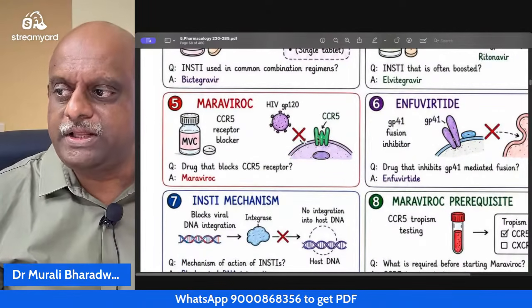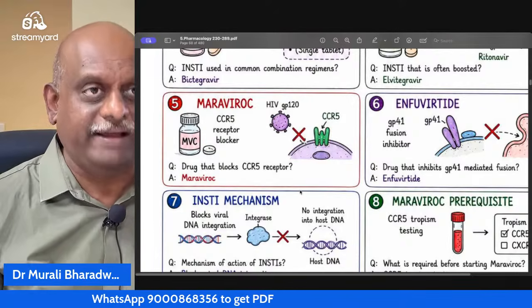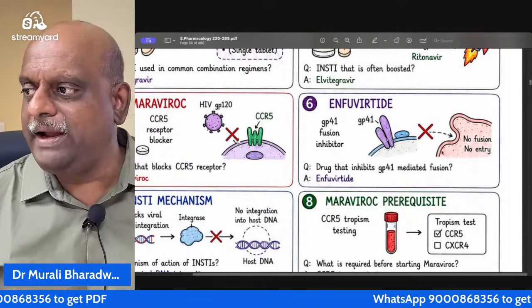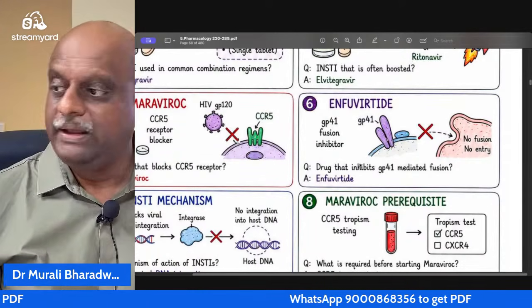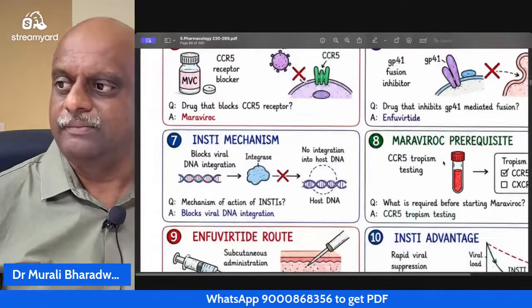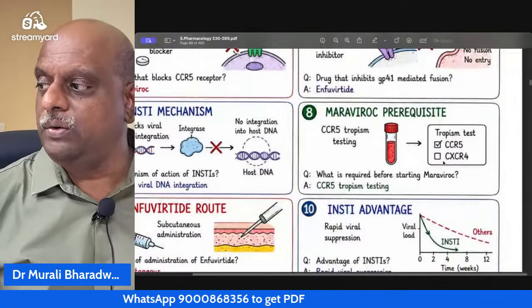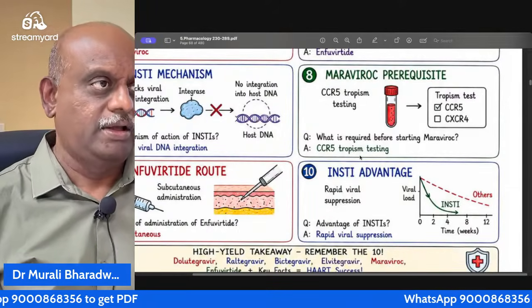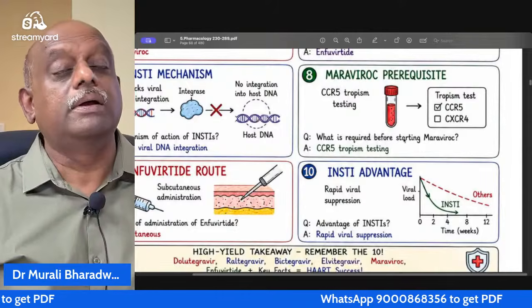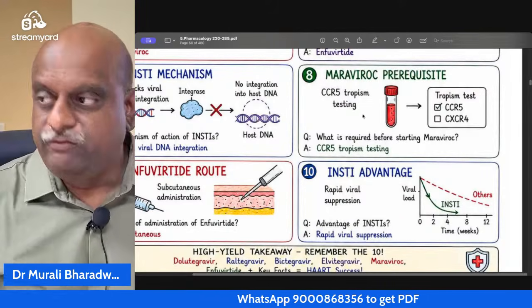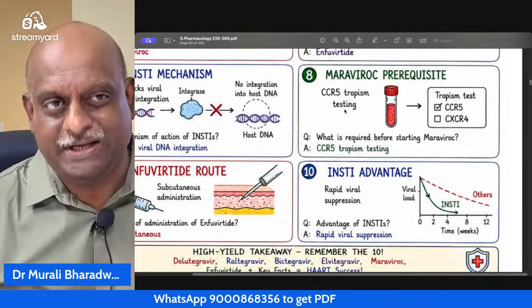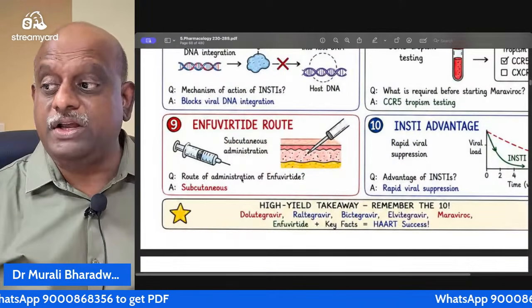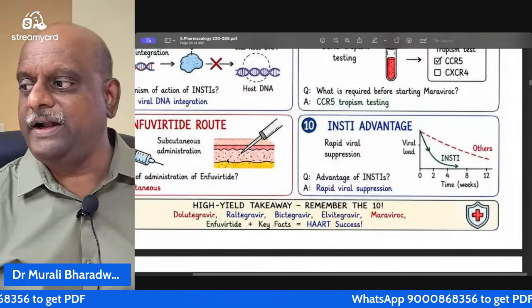Maraviroc inhibits the co-receptor CCR5. Enfuvirtide inhibits the gp41 mediated fusion. So no fusion, no entry. So this is what we need to basically remember, doctor. Because maraviroc is an inhibitor of CCR5, we need to do CCR5 tropism testing before giving maraviroc. Enfuvirtide is given subcutaneously, is what we need to remember.